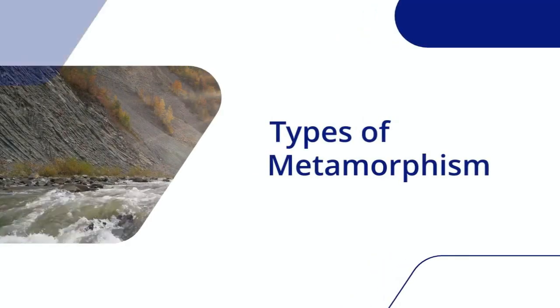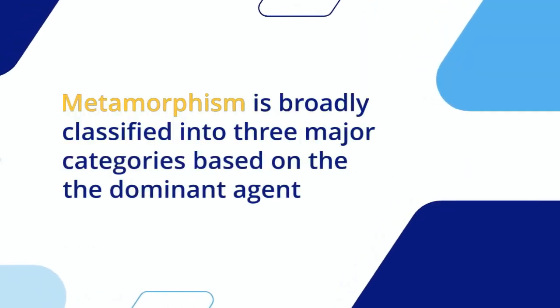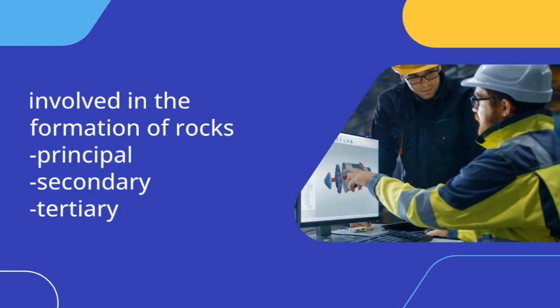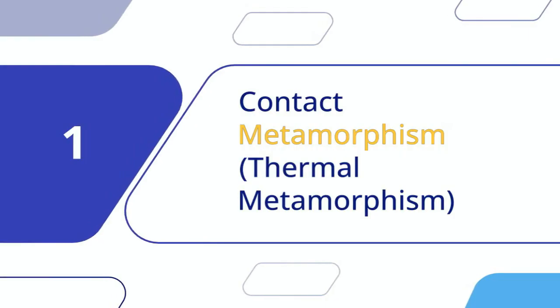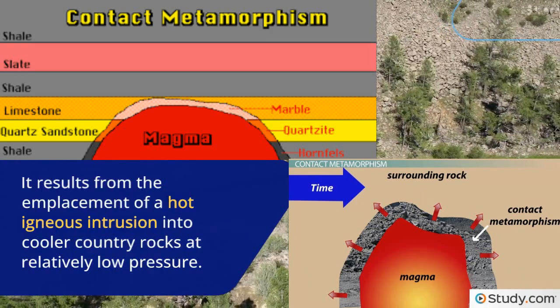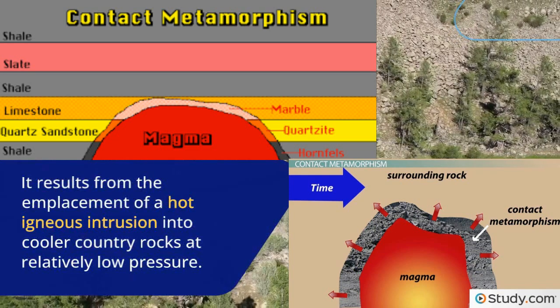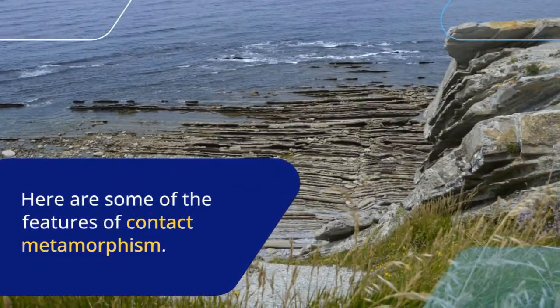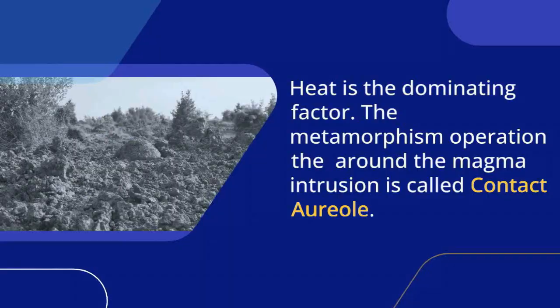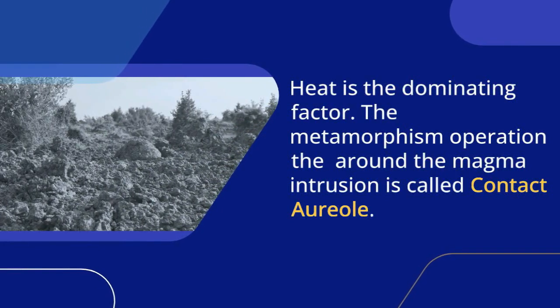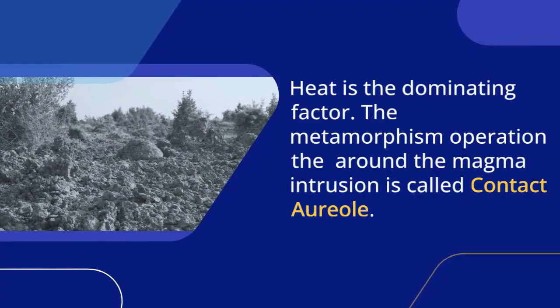Types of metamorphism. Metamorphism is broadly classified into three major categories based on the dominant agents involved in the formation of rocks. 1. Contact metamorphism, or thermal metamorphism. It results from the emplacement of a hot igneous intrusion into cooler country rocks at relatively low pressure. Here are some of the features of contact metamorphism. Heat is the dominating factor. The metamorphism operation area around the magma intrusion is called contact aureole.